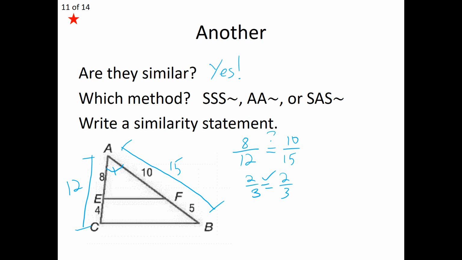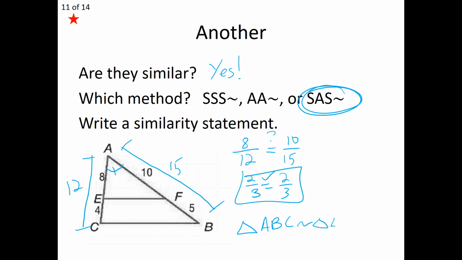Hey, we do have two sides of one triangle proportional to sides of the other. I don't know anything about my third sides, but I do have my included angles being equal, right? Angle A is equal to itself. So there we have it. I'm using side angle side similarity again, and I can write out a similarity statement. In this case, I'm going to start with triangle ABC. So my larger triangle is in fact similar to my smaller triangle.